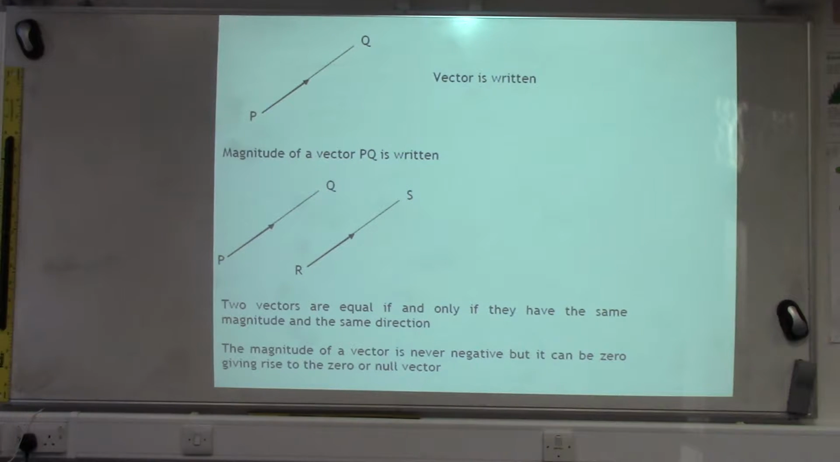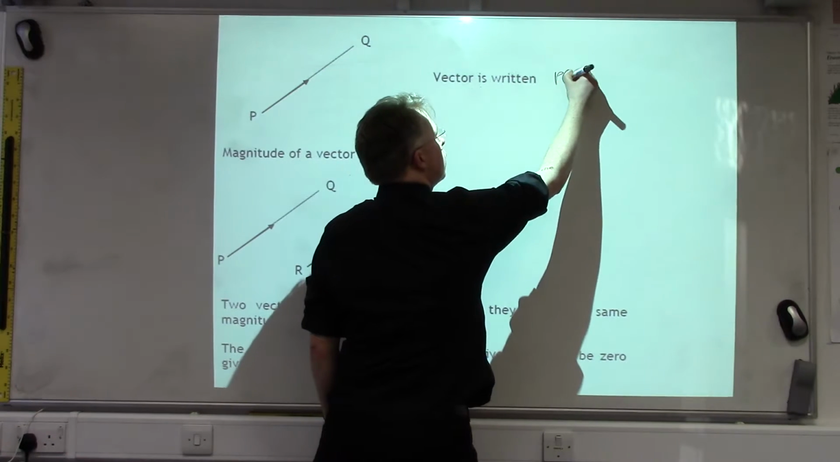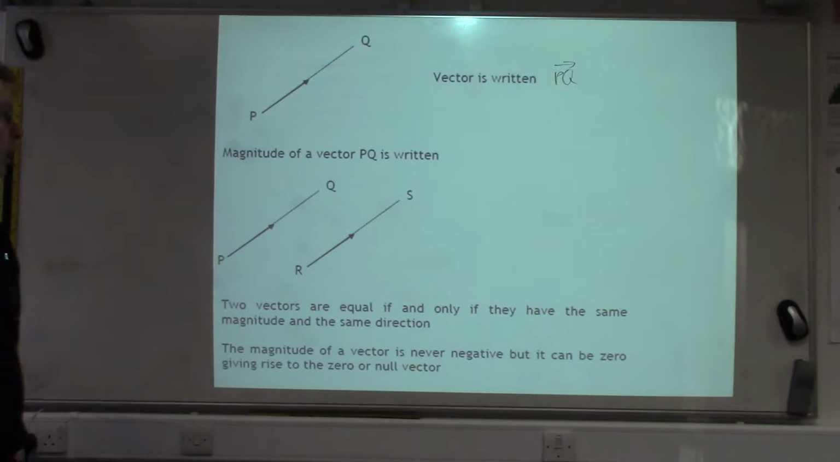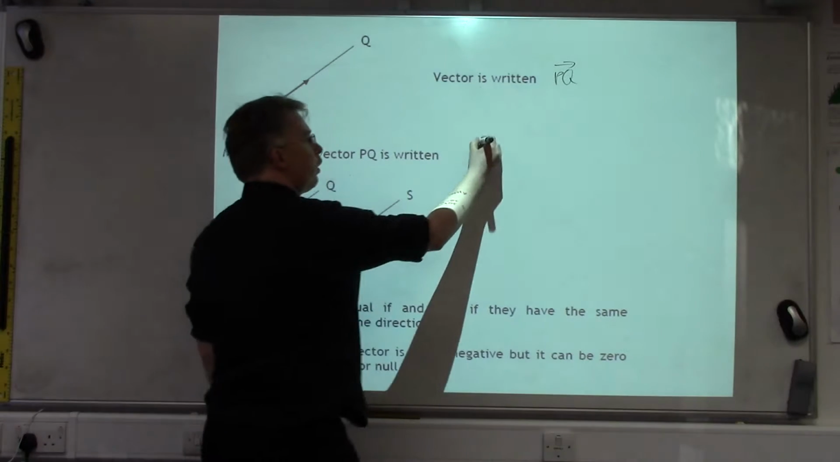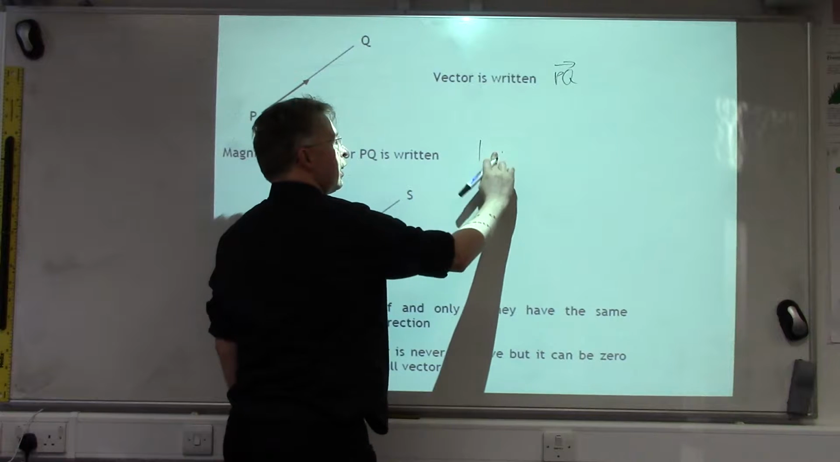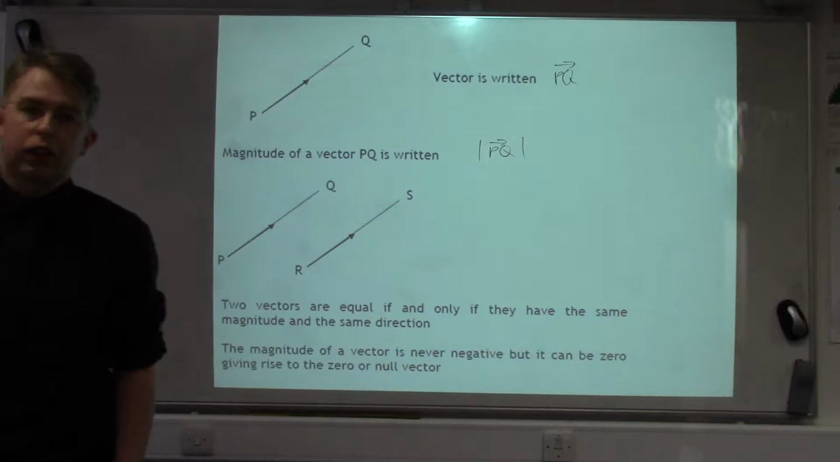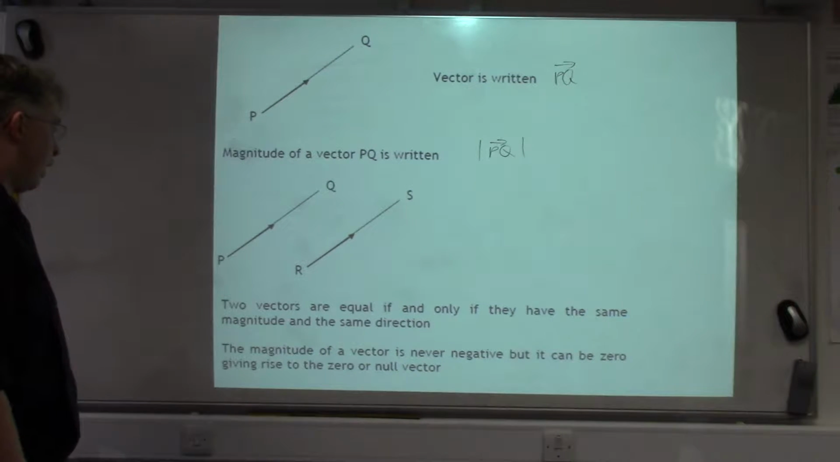Now, we're dealing with vectors. If you've done mechanics before, a lot of this will be very familiar to you. So we've got the vector from P to Q. The vector is written with PQ next to each other and an arrow at the top to indicate direction. Now the magnitude of a vector PQ is written with vertical lines either side of the vector. So vertical lines either side means the magnitude of that vector.